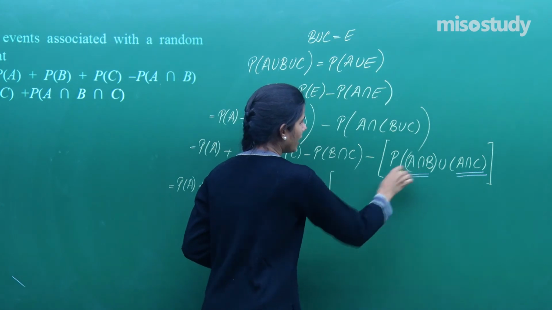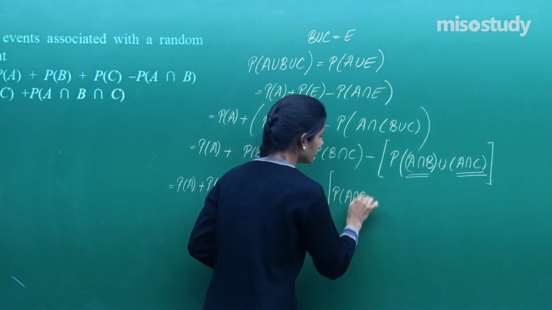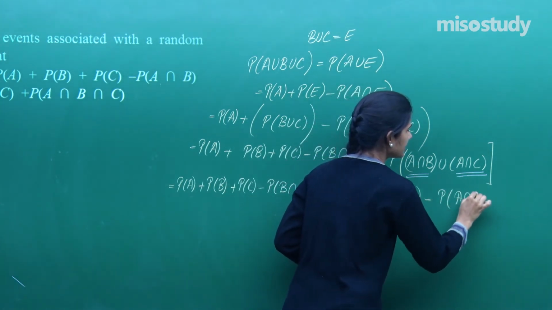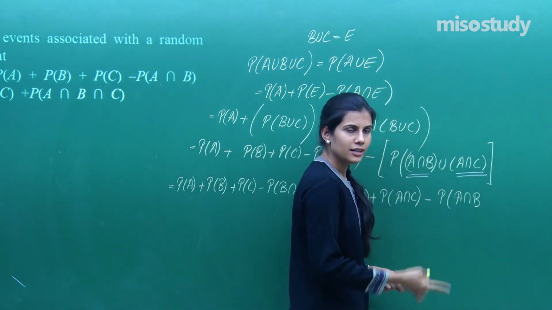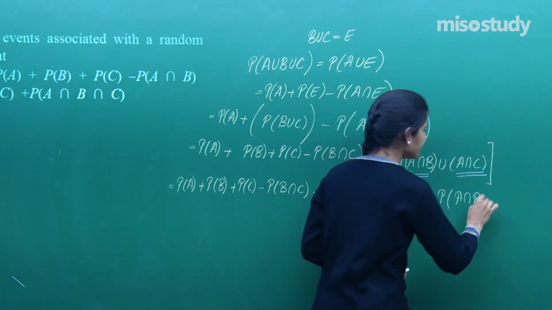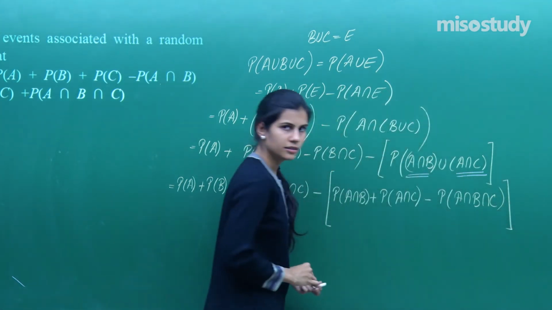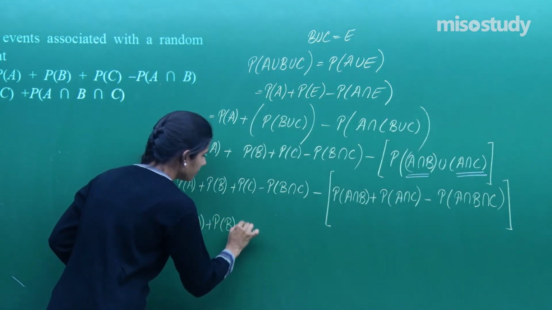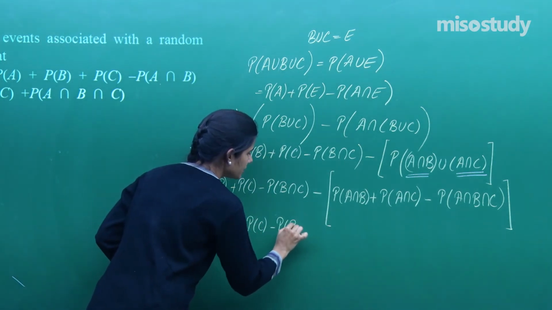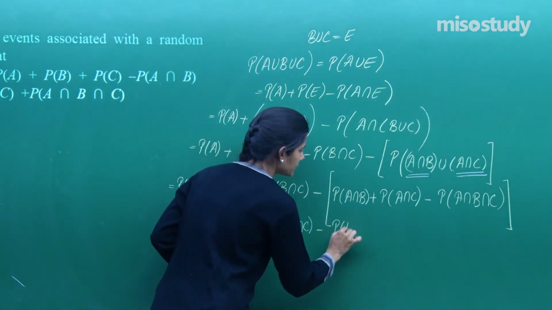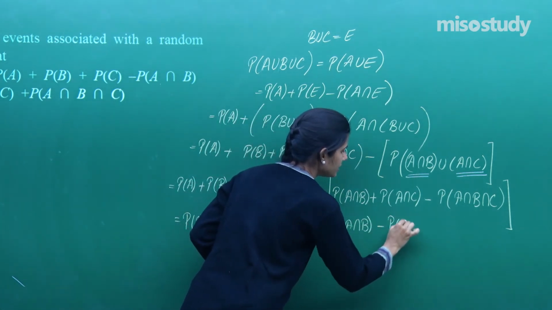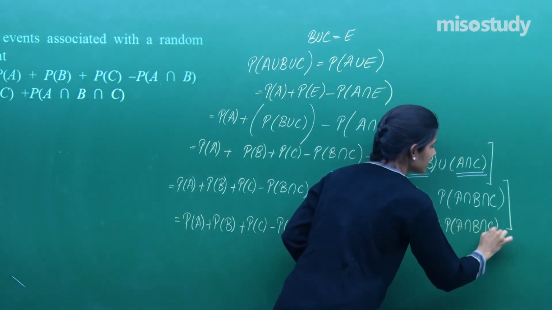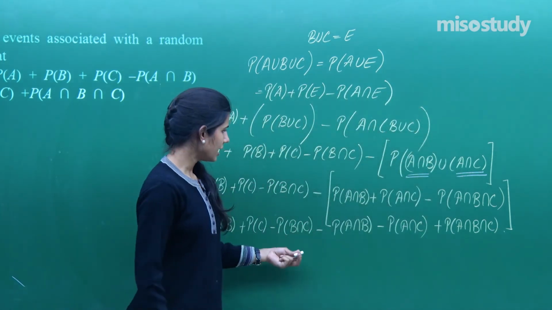Okay. Now I have probability of A intersection B plus probability of A intersection C minus probability of A intersection B intersection A intersection C. So A intersection B intersection A intersection C is A intersection B intersection C. And you have got your answer. Probability of A plus probability of B plus probability of C minus probability of B intersection C minus probability of A intersection B minus probability of A intersection C plus probability of A intersection B intersection C. I have opened up the brackets and that's it.